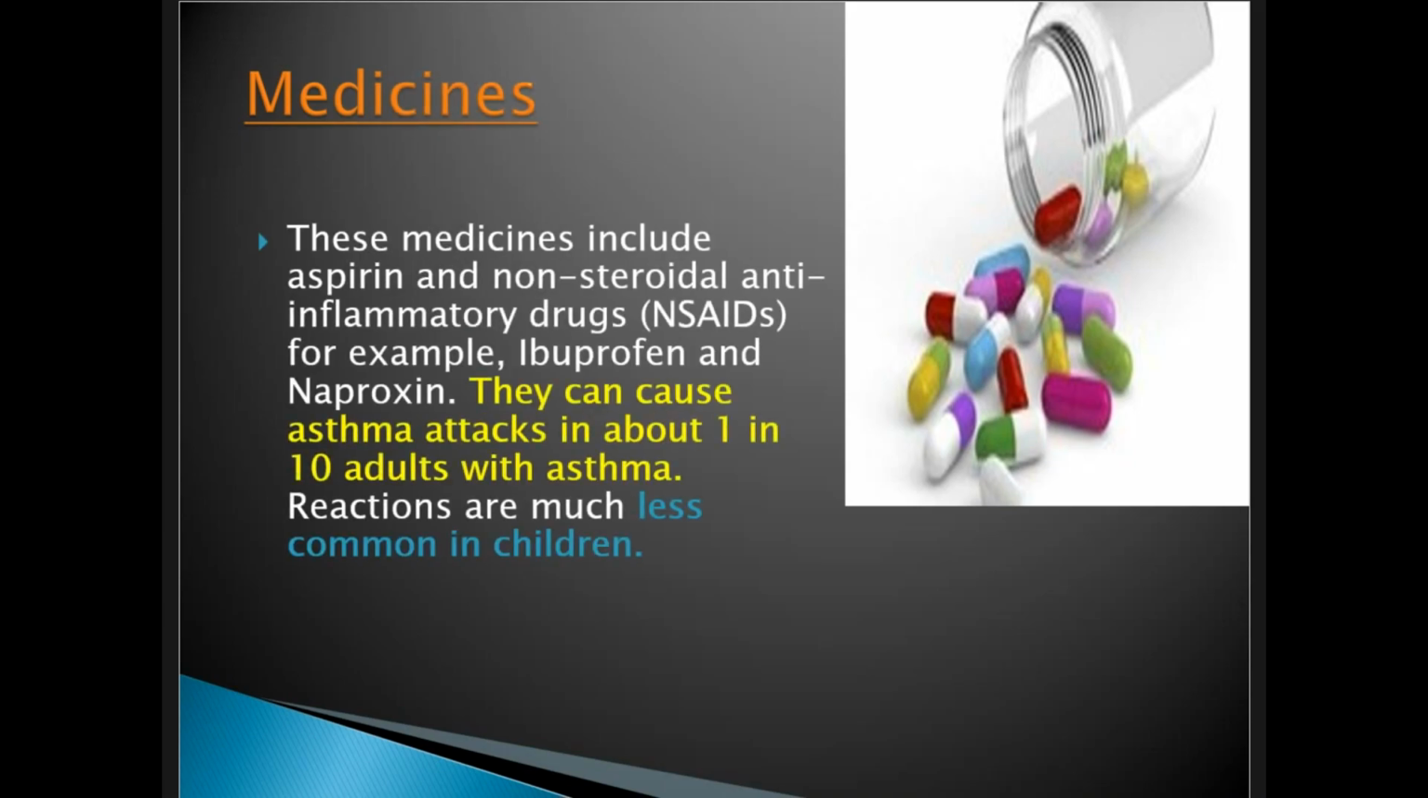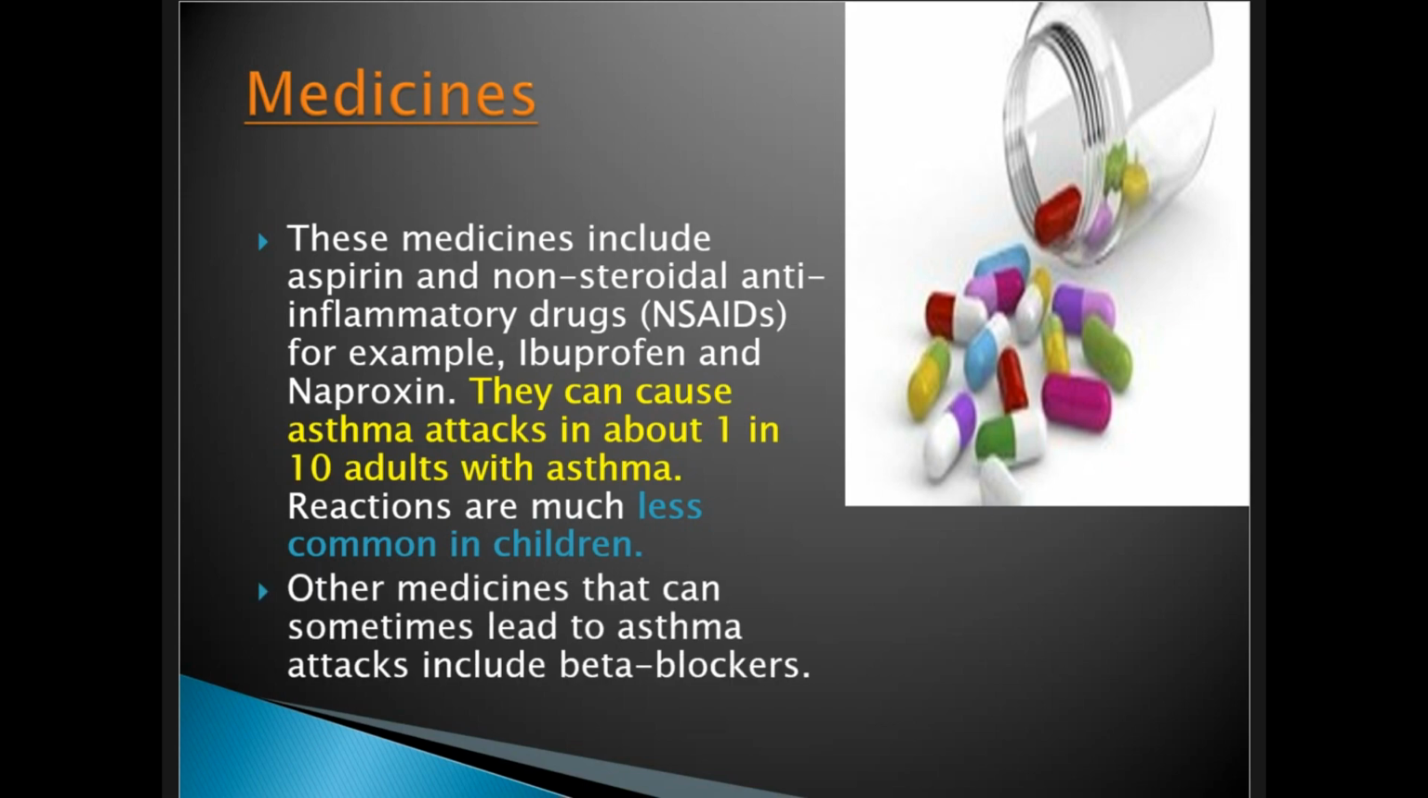Medicines. These medicines include aspirin and non-steroidal anti-inflammatory drugs, NSAIDs, for example, ibuprofen and naproxen. They can cause asthma attacks in about 1 in 10 adults with asthma. Reactions are much less common in children. Other medicines that can sometimes lead to asthma attacks include beta blockers.